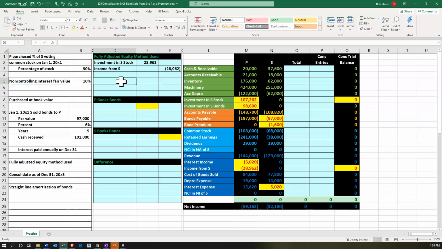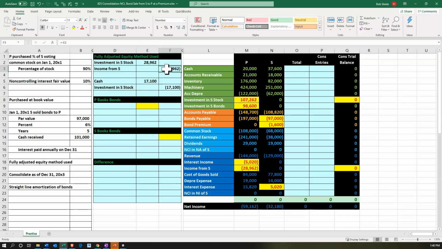Then we're going to do this thing for the dividends. So we'll say the dividends then, they must have gone up, which would normally be an increase in the cash. And then the other side would be decreasing the investment in S stock. And that would be for our portion of the dividends, which would be the dividends that went out for P, like that 19,000 times the 90% interest. There is the debit and the credit there.